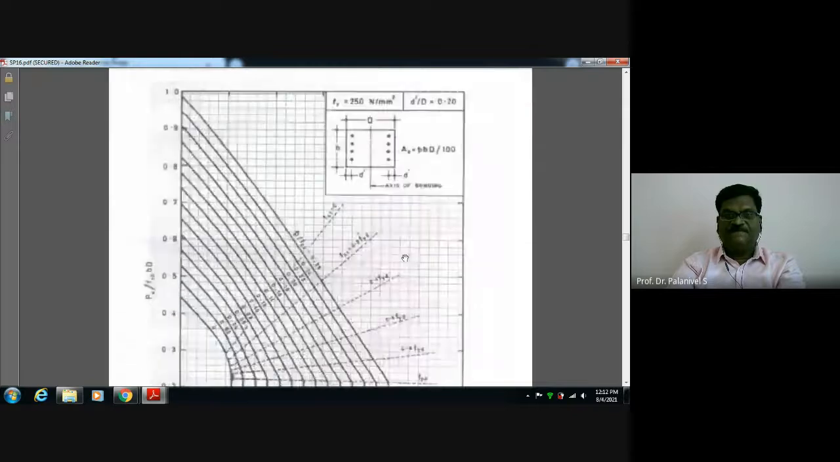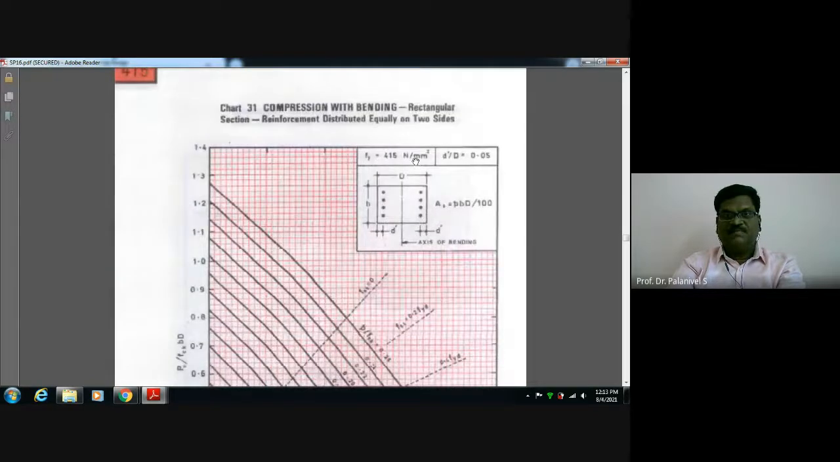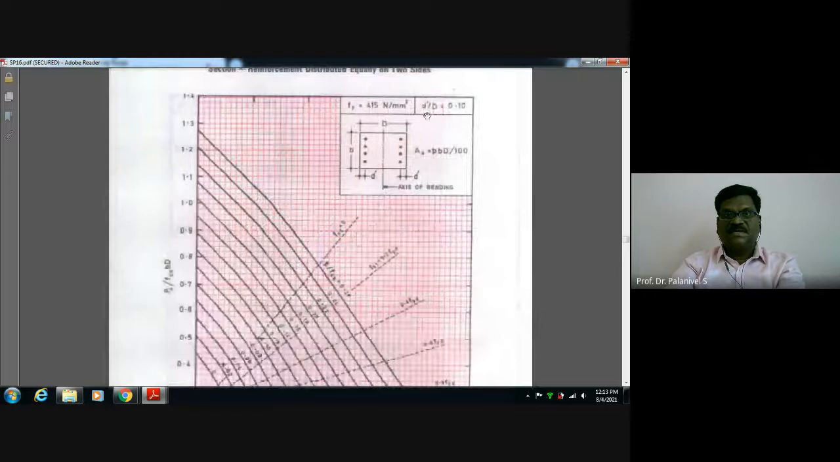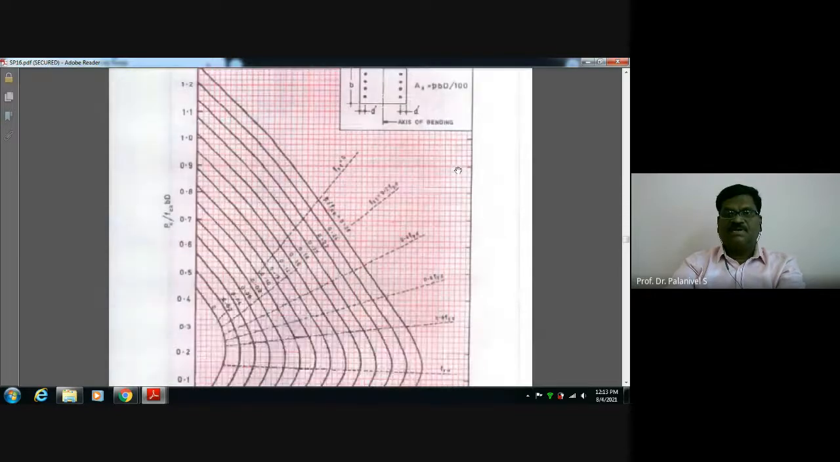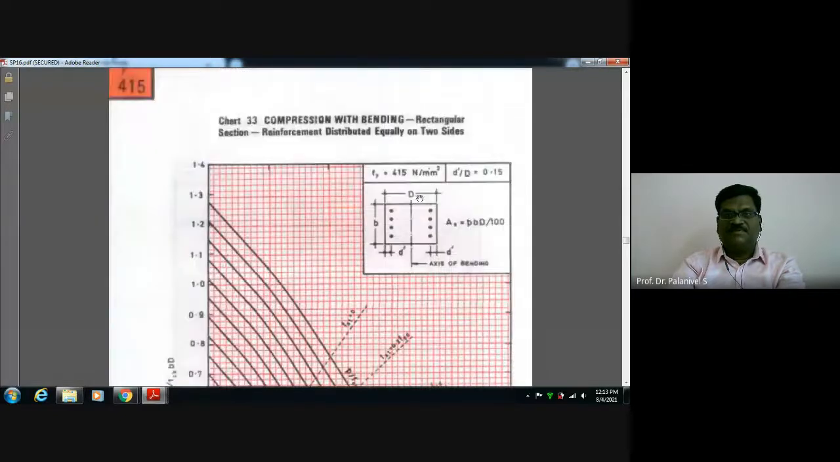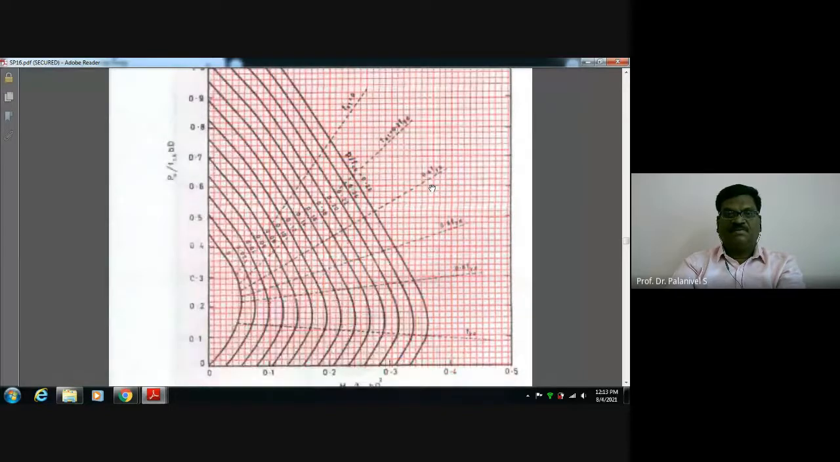You have to come here. It is given as a nice color picture. For Fy415 steel, this d dash by D ratio is 0.05 only. No, this is not required for us. This is d dash by D ratio 0.1. No, our cover ratio is 0.15, so go to the other diagram. Okay, this is 0.15. So this cover ratio is 0.15 for Fy415. This is the diagram we have to verify.